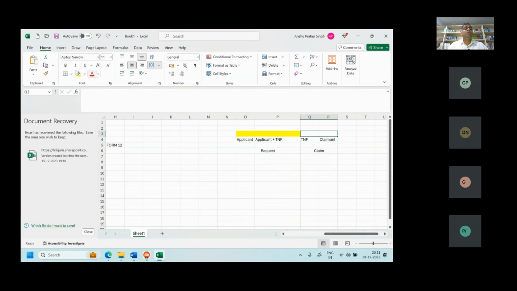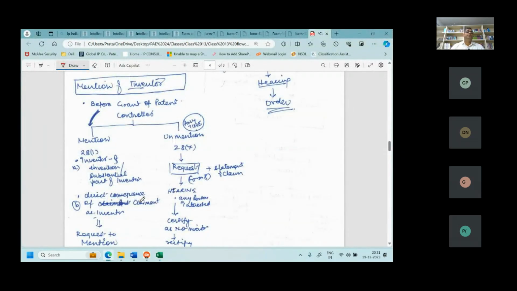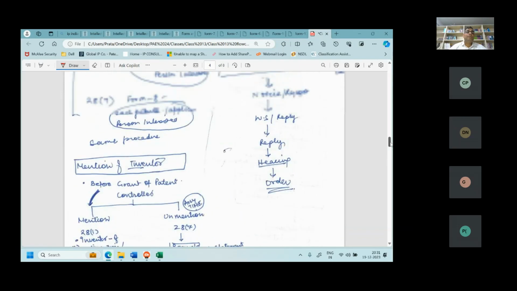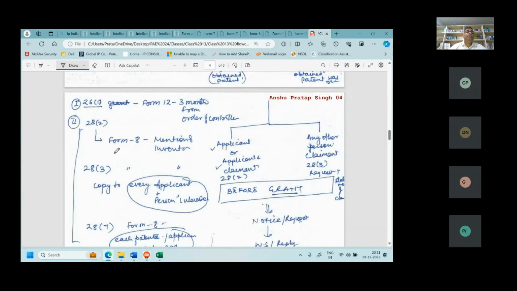Done. Let's take it with the red. Okay, so now you can understand. So it is a request and a claim. Now we go back to this. So under 28.1, 28.2 and 28.3, the format is filed. 28.3 deals with the claimant. 28.2 deals with the applicant. Everyone is happy, then 28.2. Otherwise 28.3 claim.